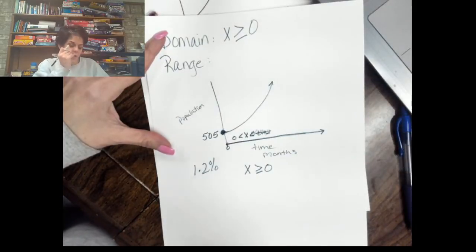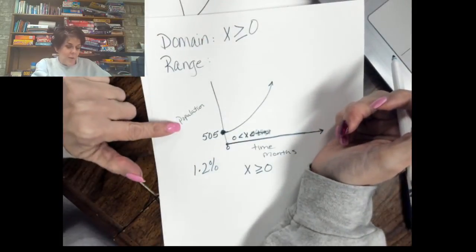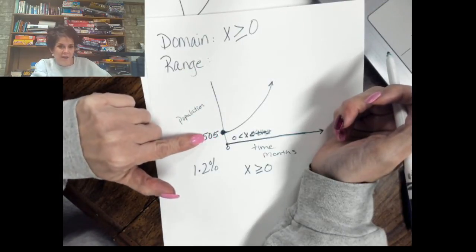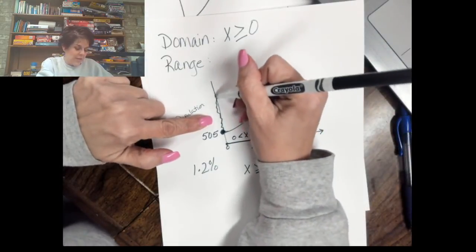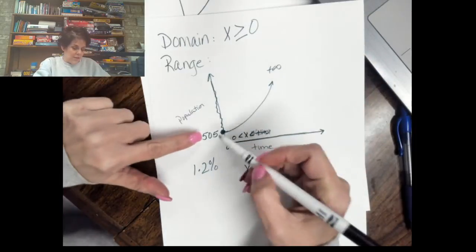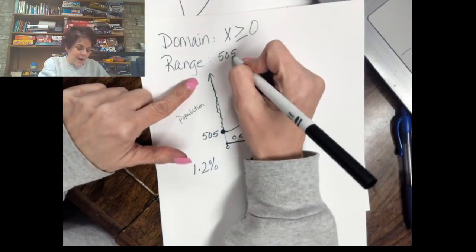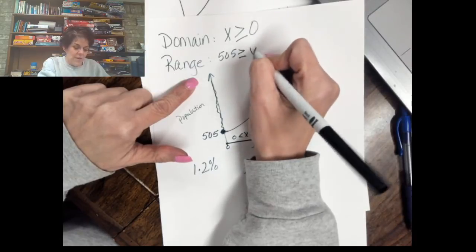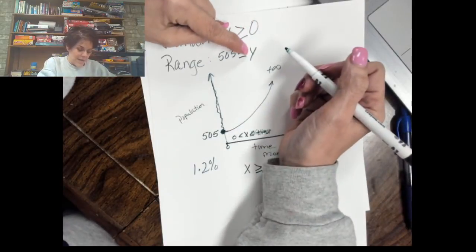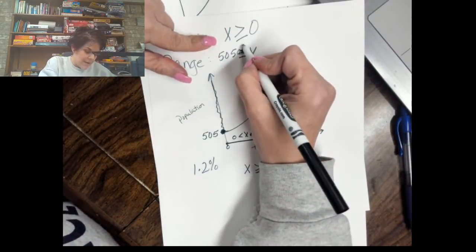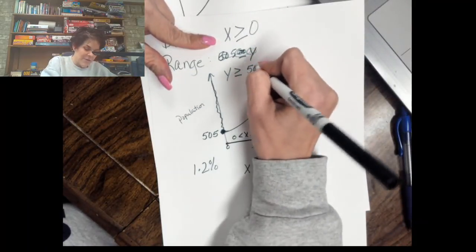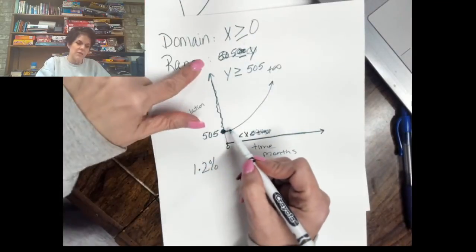On the range, we're going to look at how tall it is. It's our population. What is the population of our moose? Well, it starts at 505 and it's going up. It's increasing forever and ever because this is going up to positive infinity. So my moose start at 505 and it's always greater than or equal to that number, right? Actually, I need to turn it around the other way, don't I? Y is always bigger than that. I did it backwards. Let me write it the other way. Y is greater than or equal to 505 because it starts here and it goes up forever, right?